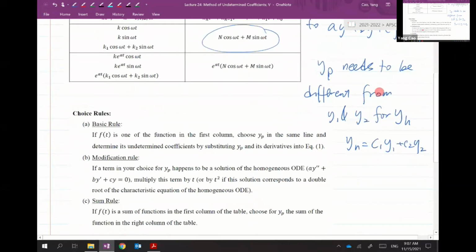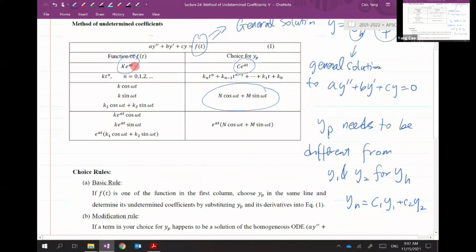So that's a modification rule. A sum rule, we'll look at an example next, is that if your f of t is a combination of, let's say, exponential and sine or cosine, then you can treat them separately. You can add the two guesses, this one plus this one. That's what the sum rule is basically all about.